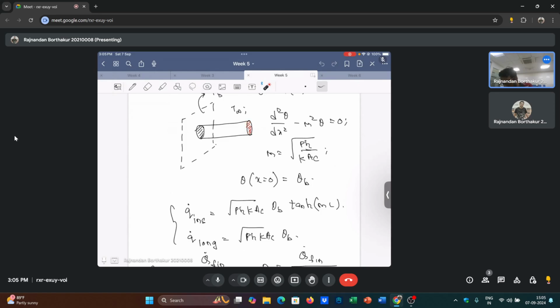The rate of heat transfer was given by the square root of hPkAc times theta_b times the tanh of mL, where this m is a fin parameter, which is basically the square root of hP by kAc, where P is the perimeter of the fin, h is the heat transfer coefficient of the ambient fluid, and k happens to be the thermal conductivity, with Ac being the cross-sectional area.